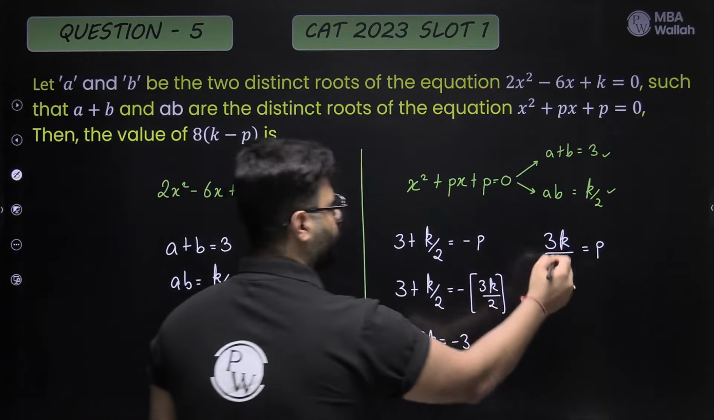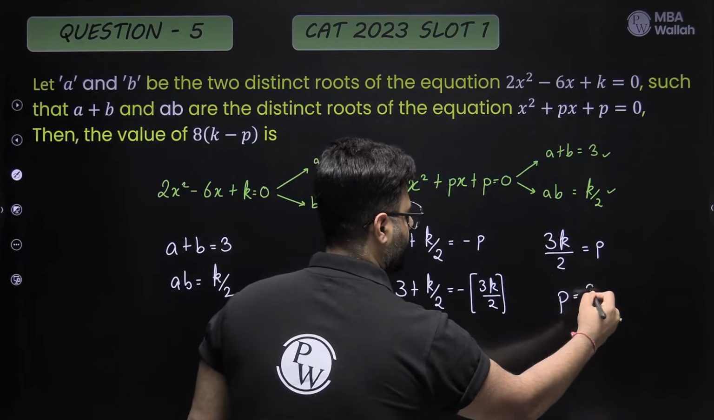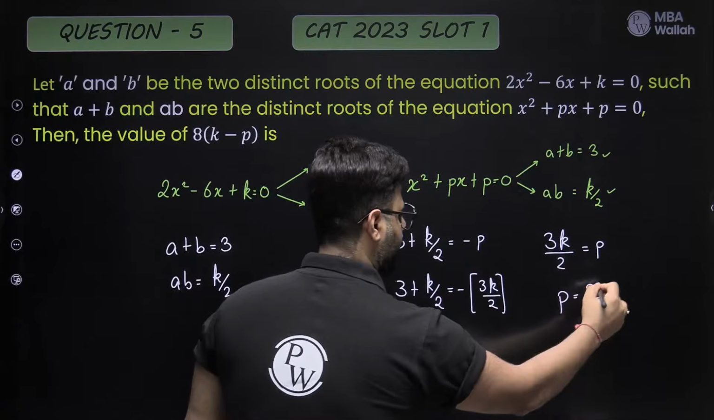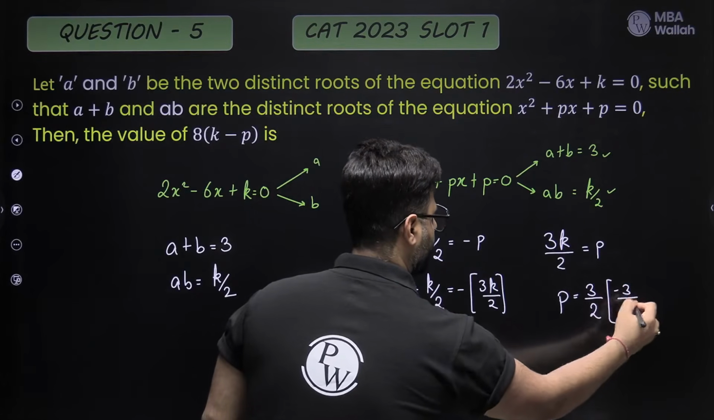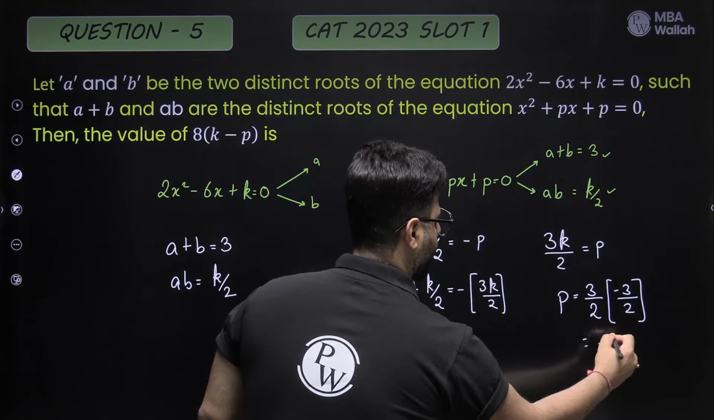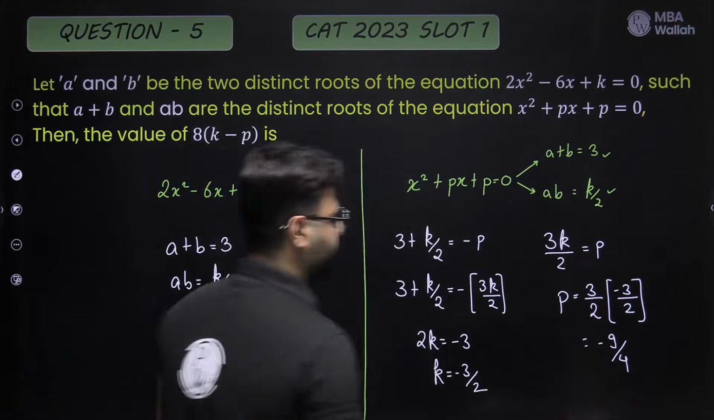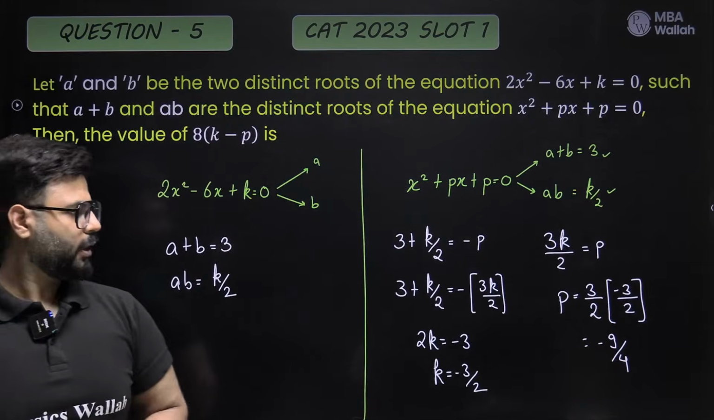Now comes p. What will be the value of p, guys? 3 by 2 multiplied by k, which is eventually minus 3 by 2, and we get minus 9 by 4. Check. So k is minus 3 by 2 and p is minus 9 by 4.